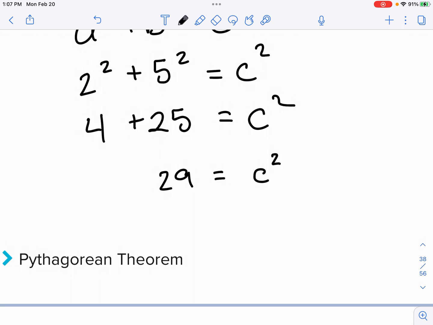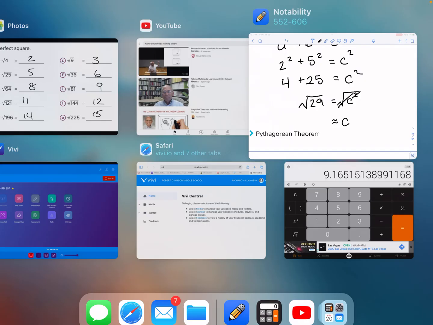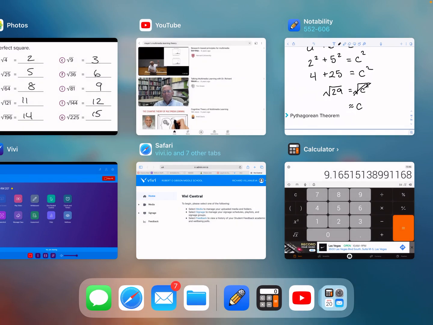It cannot be 29. That's why we take the square root of both sides. I've got to undo and get rid of that so that I only have c. This won't be a perfect square, so I want to put approximately equal to. Square root of 29, we're going to round to the nearest tenths place, but we can plug this into our calculator. So square root of 29.